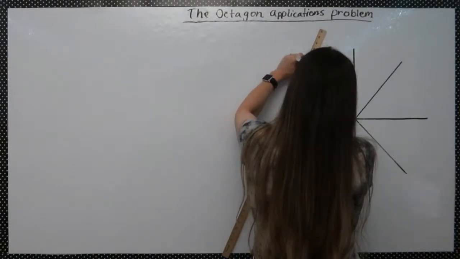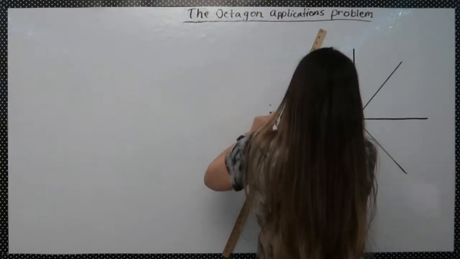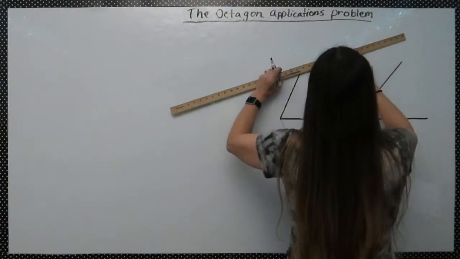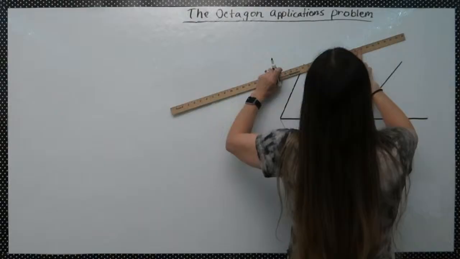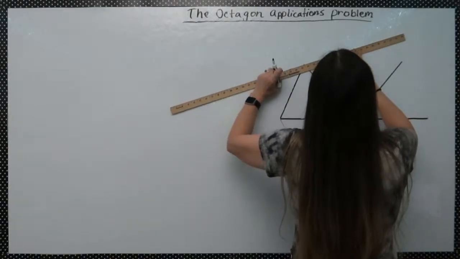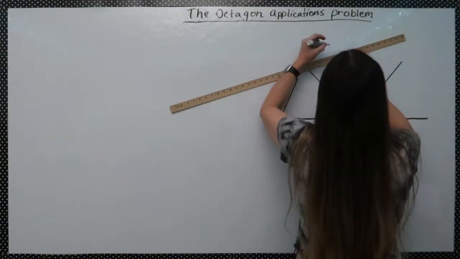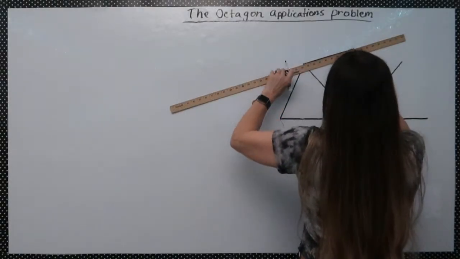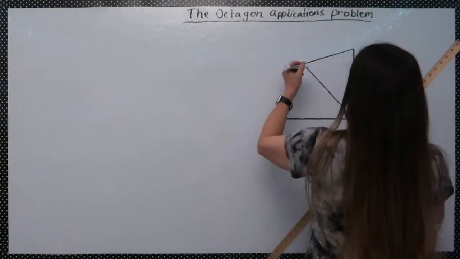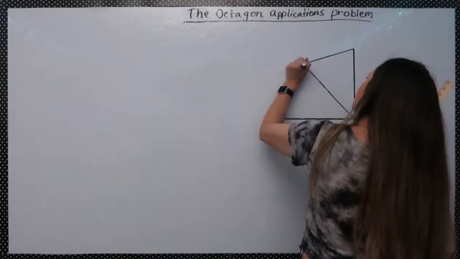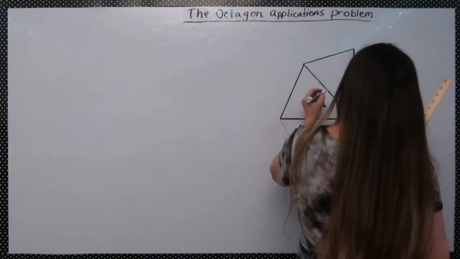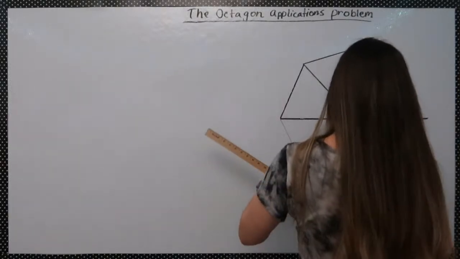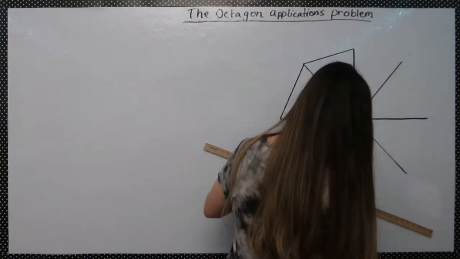And what it's asking is what is the side length, and then what is the radius of an actual circle that this octagon would be inscribed in. So if you were to draw a circle around this octagon, what would the radius be of the circle?